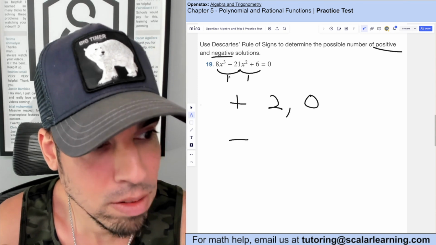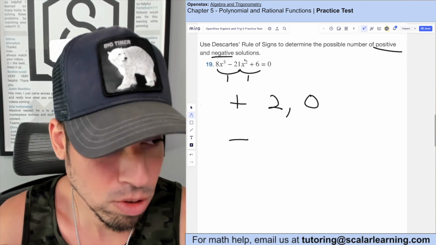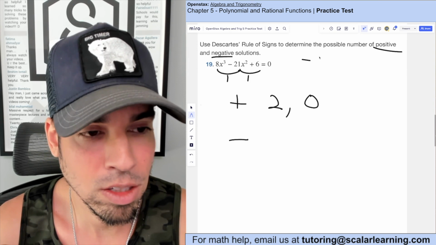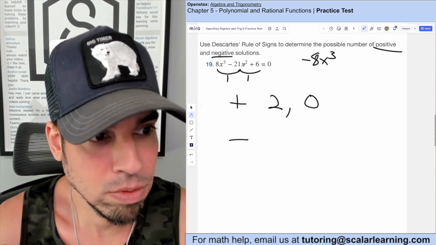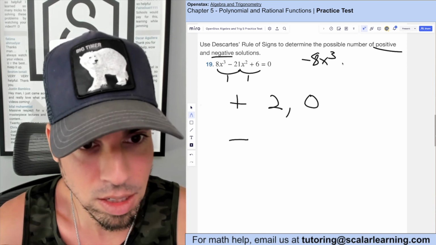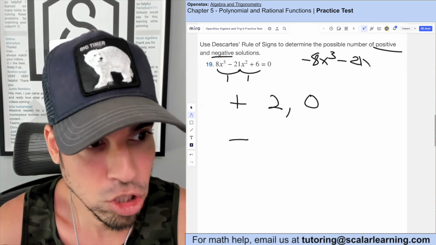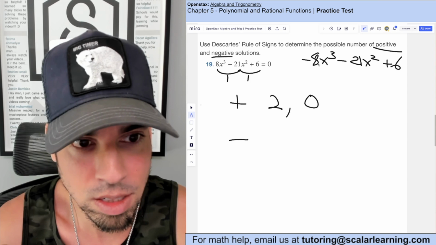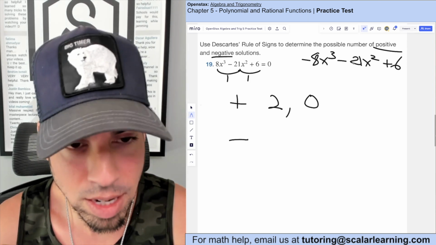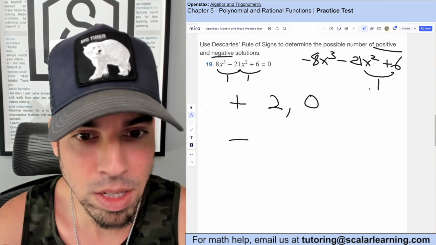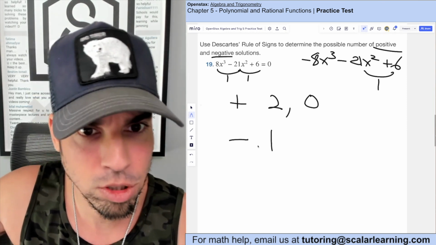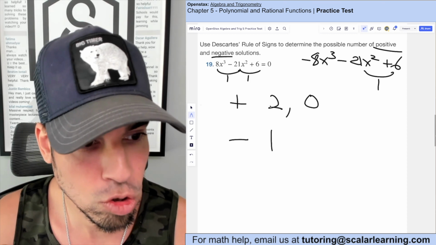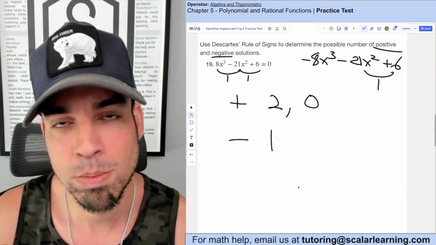And then for the negative, we start by plugging in -x for x. Then -x cubed is -x cubed, so it's -8x cubed. Plugging -x in for x squared will just square the -x and it'll stay as is, so nothing changes there. And then the 6 stays as is. So we see negative to negative, no sign change, then to positive, that's 1 sign change. So there's 1 negative solution here and 2 or 0 positive solutions, boom, done.